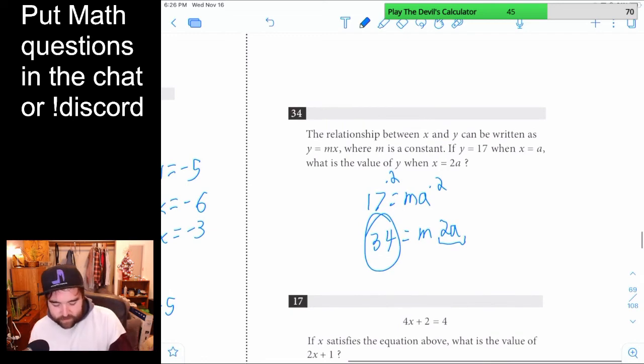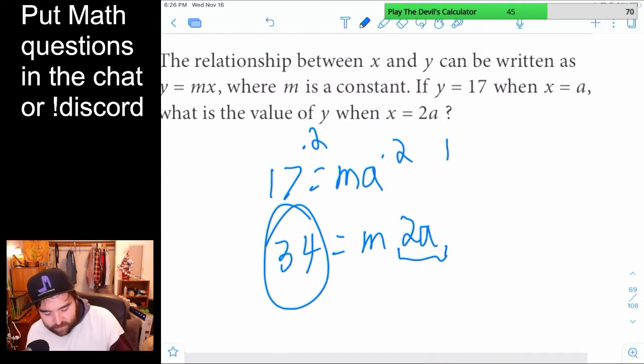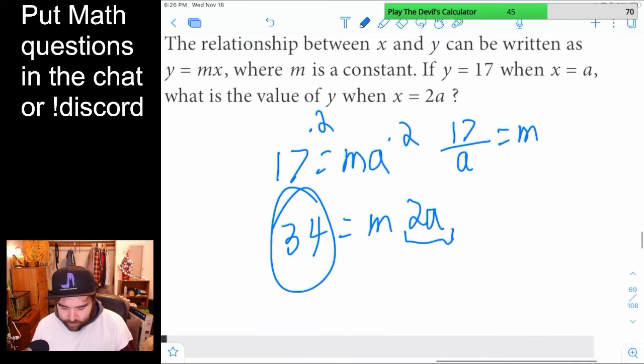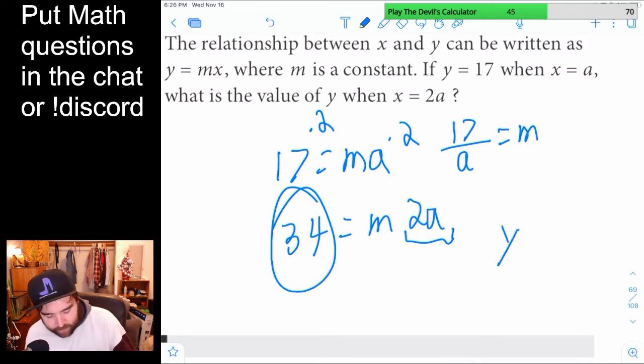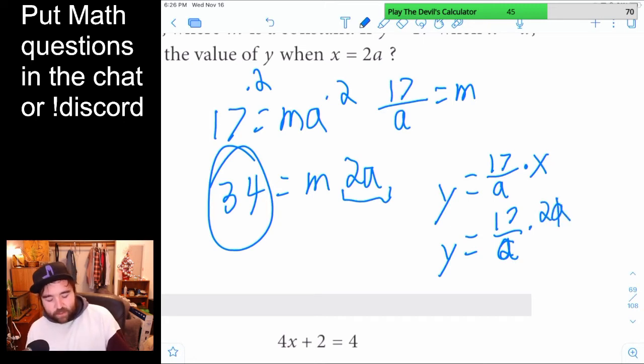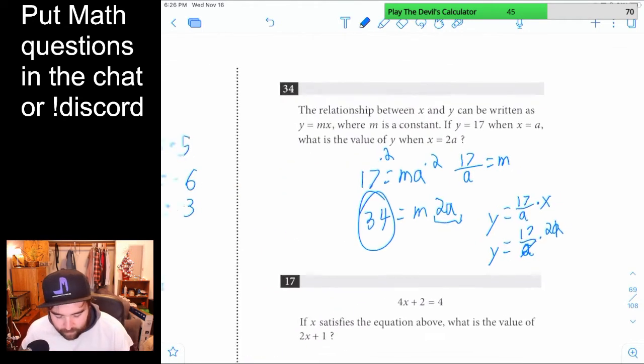What else could we have done there? Because that seems kind of fishy. I guess we could have solved for m and said that m equals 17 over a. So that means our full equation is y equals 17 over a times x. And now they say that x is 2a. So we'll say y equals 17 over a times 2a. And so those a's are canceling, and we're getting y equals 34. That feels better. But both methods were good.